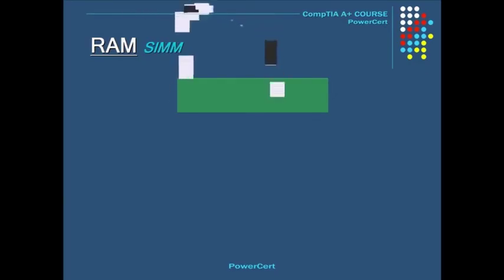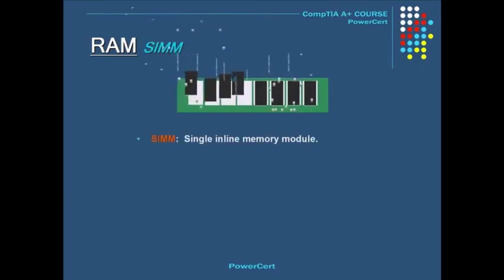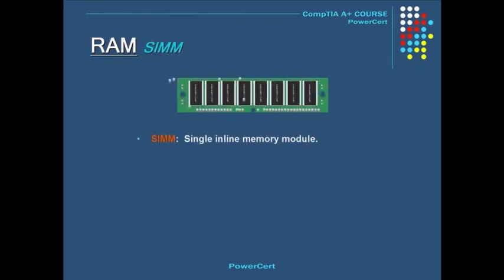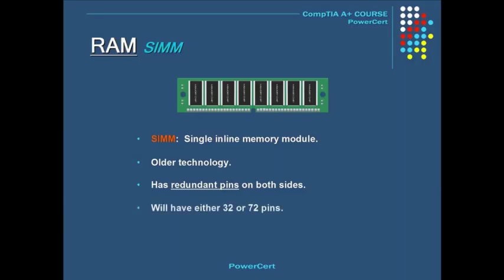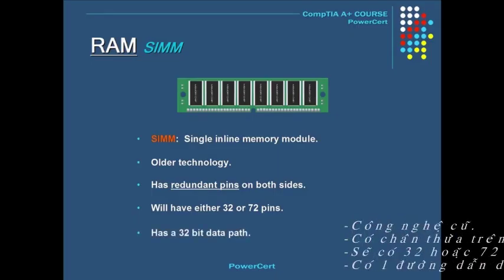Another type of memory module is a SIMM. SIMM stands for Single Inline Memory Module. A SIMM is an older technology and has since been replaced by the much faster DIMM. A SIMM also has pins on both sides like a DIMM, but in a SIMM the pins are redundant compared to a DIMM, which are independent. A SIMM will either have 32 or 72 pins and a 32-bit data path.